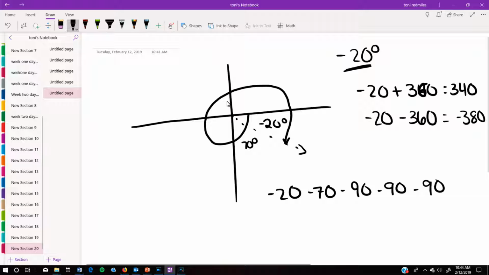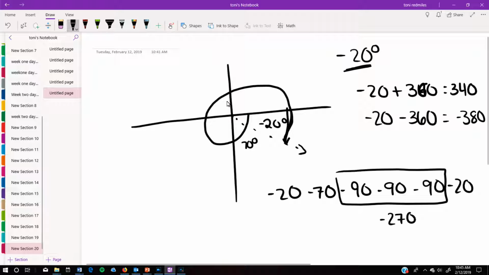And if I add all this up, okay. Ooh, I forgot my last 20. See this little bit here? Negative 20. I'm still going in the negative direction, so it's a negative 20. All right, so if I take my 390s I have here, that's negative 270. All right, so that's negative 90.